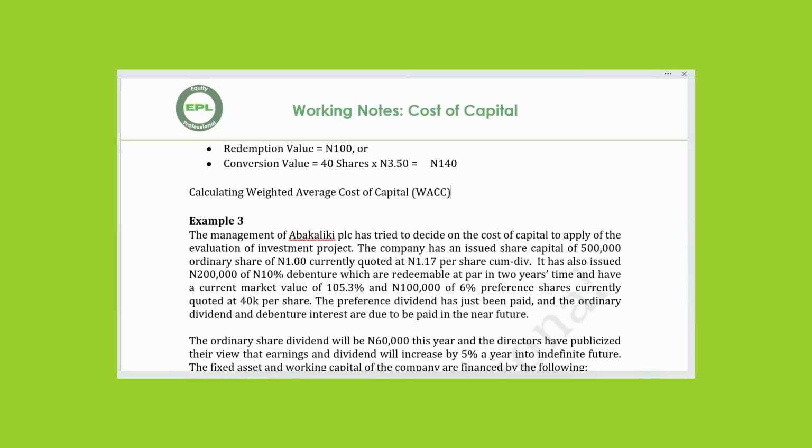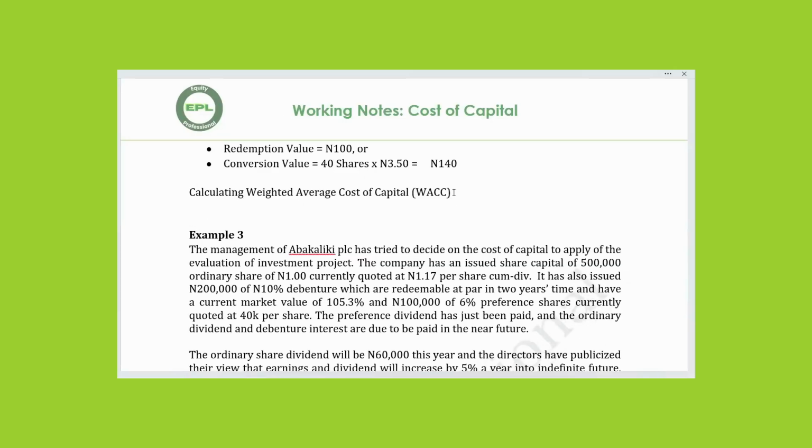Okay. First thing first, what do you understand by WACC? What is WACC? Simply put, WACC is cost of capital. So let's put it this way. Weighted average cost of capital represents the overall cost of capital for a firm, weighted according to the proportion of source of finance in a company's total pool of capital.